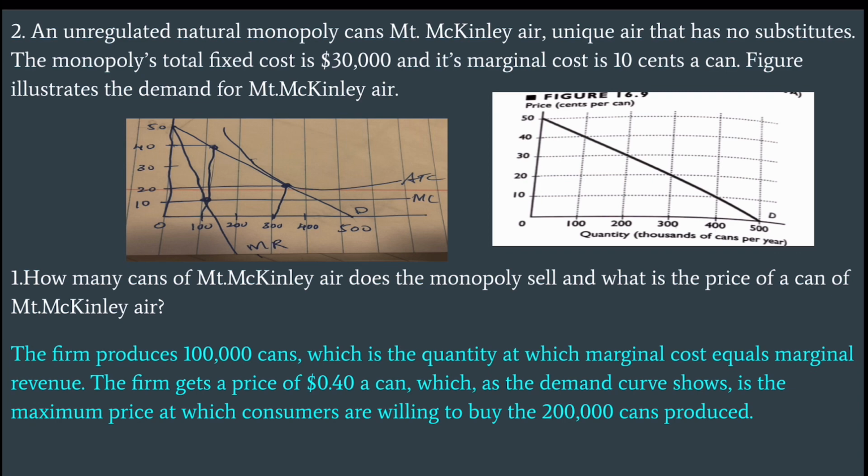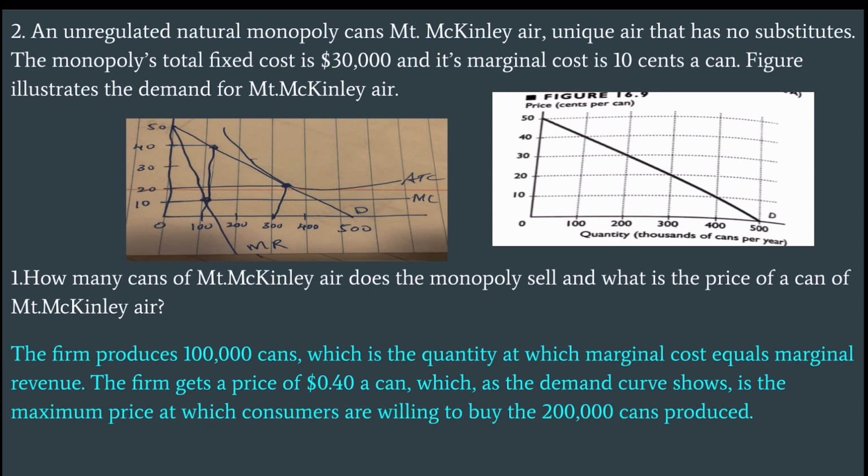An unregulated natural monopoly sells cans of Mount McKinley Air, unique air that has no substitute. The monopoly's total fixed cost is $30,000 and its marginal cost is 10 cents a can. The figure illustrates the demand for Mount McKinley Air.